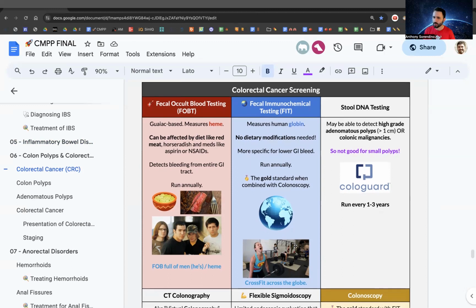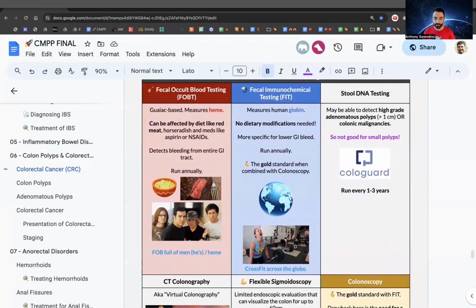Okay, then there's the stool DNA testing. If you're looking for large polyps, you can run this. It's called Cologuard. So if you're looking for high grade adenomatous polyps or colonic malignancies, you can run the stool DNA testing. Yeah, so I do have this with Fall Out Boy, full of men. So FOB, men. He for heme, like they're full of he's. He is, male. That's going to look for heme. So FOB, heme. And then CrossFit across the globe. So FIT, and globin is what it's going to be testing there. Okay.